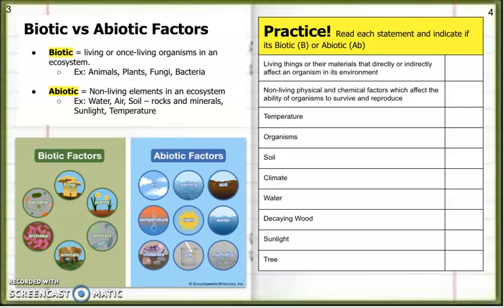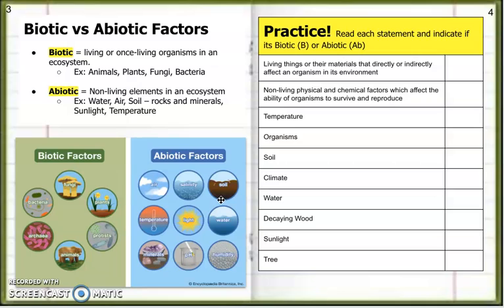Abiotic means that we're looking at non-living elements in the ecosystem. So examples could be water, air, soil, sunlight, temperature, minerals, rocks. And this picture has humidity, pH level. So all of this is abiotic, non-living.